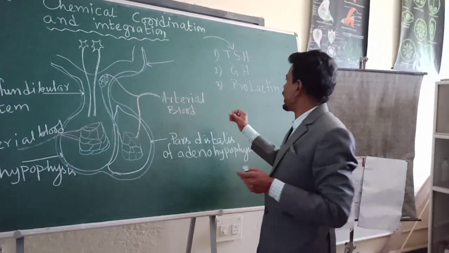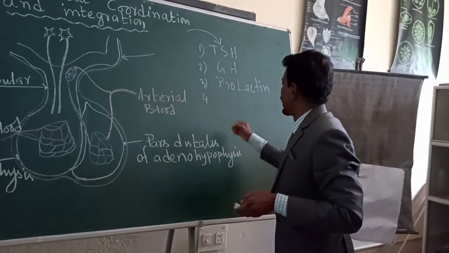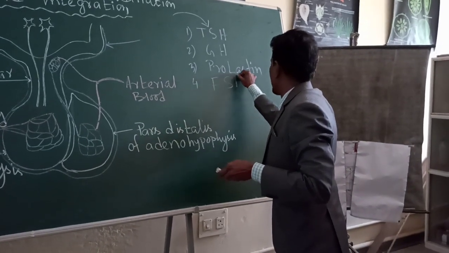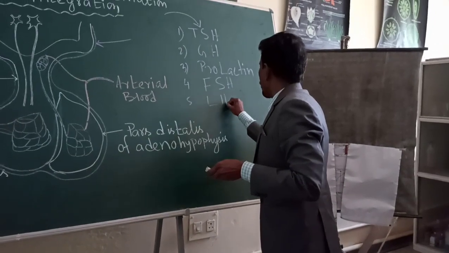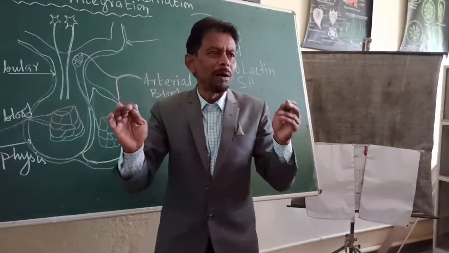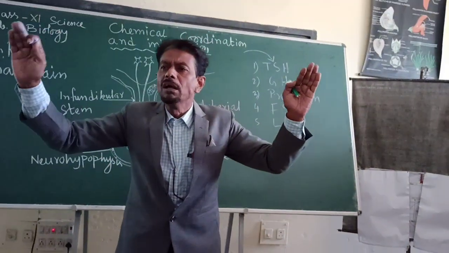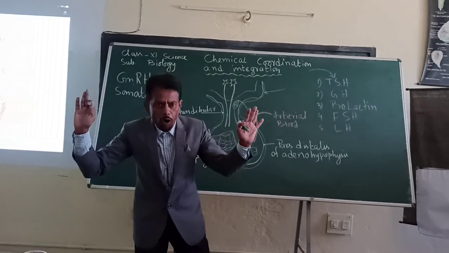Okay. Then it is secreting FSH. It is secreting LH. What is the role of FSH? Let me first explain FSH. What is the full form? Follicle stimulating hormone.